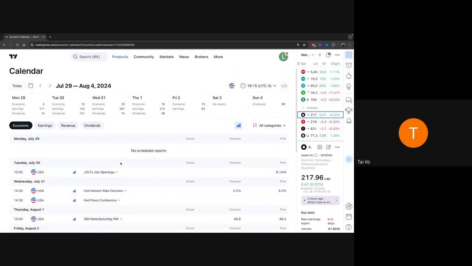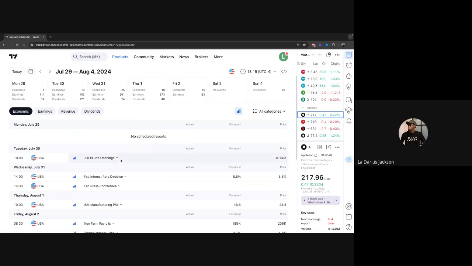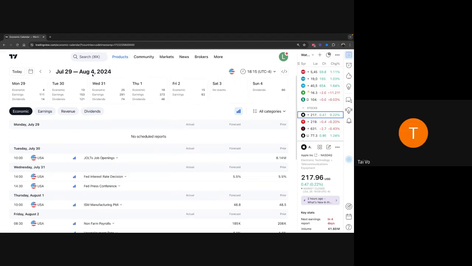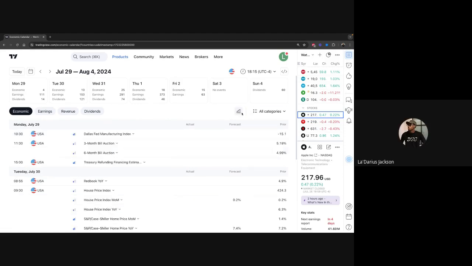Where are you finding that page, Ladarius? Yeah, so you can go to products here, calendars, and then economic. Okay, great. And then how do you figure out which one's the important ones? Is there something you click? Yeah, this button right here. This little ladder or stepping, like a step stool. But yeah, if you hover over, it says only high importance.